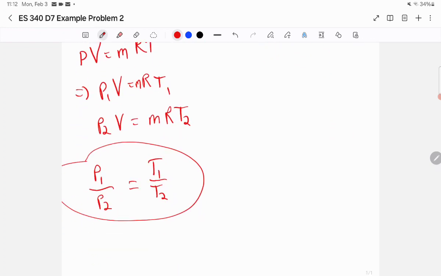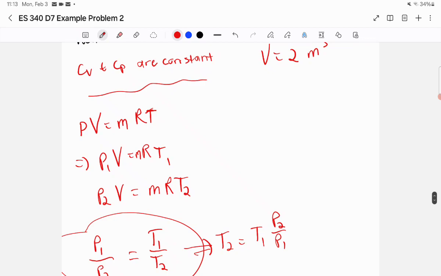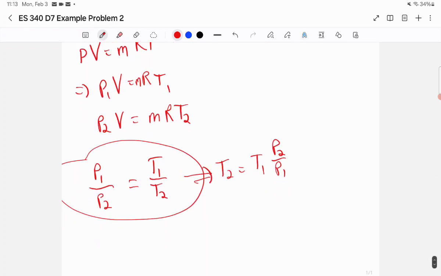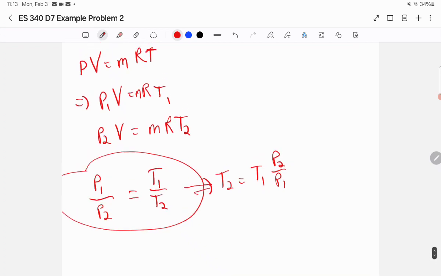So this means that T2 is equal to T1 times P2 divided by P1, just reorganizing this equation, right? And by the way, the end result would be the same as if you had put in the value of R here for argon, figured out the mass. You could have done all of that, but that's a lot more work, I think, than just going this direct route. That's why I did it. So there's other valid ways of solving this problem, but I thought this was the more direct route.